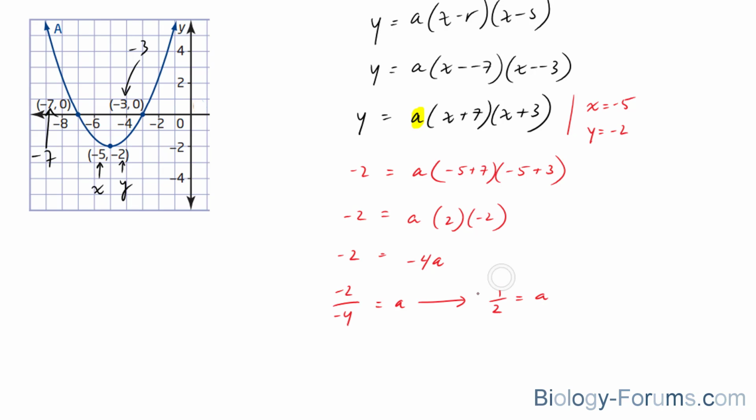Now don't stop right there. Make sure that you apply this back to your growing formula. We stopped right there, so our final answer becomes y is equal to one half, and you don't need to place the brackets there, but I did just to show that I replaced A with a new value, (x + 7)(x + 3). I'm going to highlight my answer. That right there is the equation that represents this parabola.